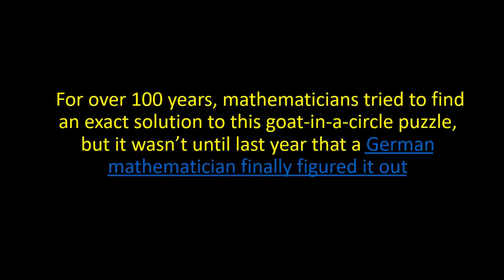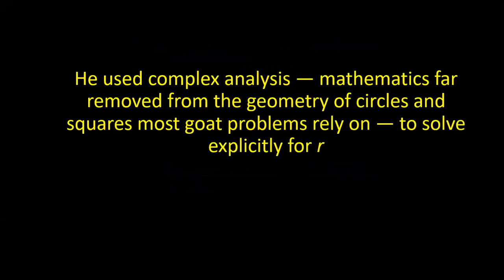For hundreds of years, mathematicians tried to find the exact solution of this goat in a circle puzzle, but it wasn't until last year that a German mathematician finally figured it out. He used complex analysis, mathematics far removed from the geometry of circles and squares. Most goat problems rely on being able to solve explicitly for r.